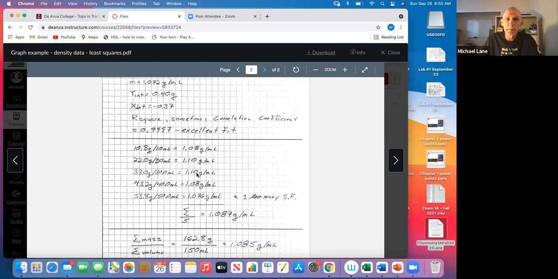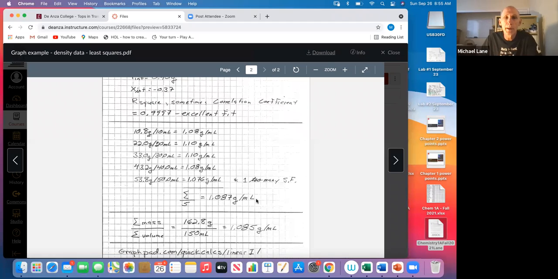And so if I take these and do a simple arithmetic average, this symbol is a Greek capital S, for sigma. And so this means the sum, right? S for sigma, S for sum, divided by 5, the total number of data points, and the average is 1.087 grams per milliliter. And yes, I know I'm using one too many significant figures, but that's a discussion for a different time.